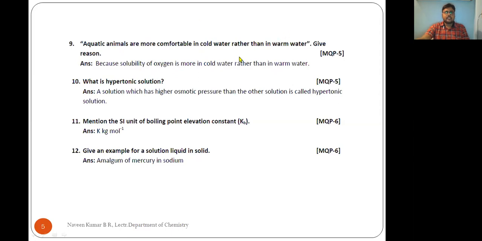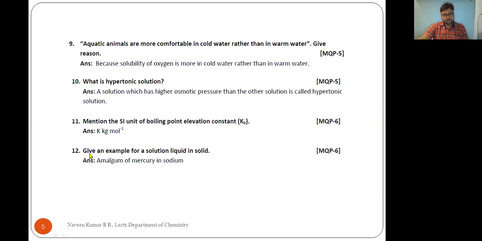Next, what is a hypertonic solution? Already we discussed it earlier. The solution which has a greater osmotic pressure than the other is called a hypertonic solution. Next, from model paper 6, mention the SI unit of boiling point elevation constant, and for both Kb and Kf: ebullioscopic constant or molal elevation constant, cryoscopic constant or molal depression constant. For both, the SI unit is the same, it is Kelvin kg per mole. You can remember that; it will be a direct unit-based question.